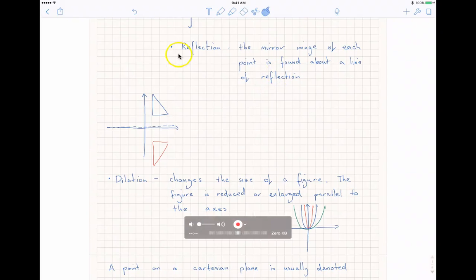Reflection is just the mirror image of each point, and it's found about a line of reflection. So if we take the line of reflection here to be the x-axis and we take some triangle on this side of the x-axis, we can find its mirror image underneath the x-axis here where this red triangle is.